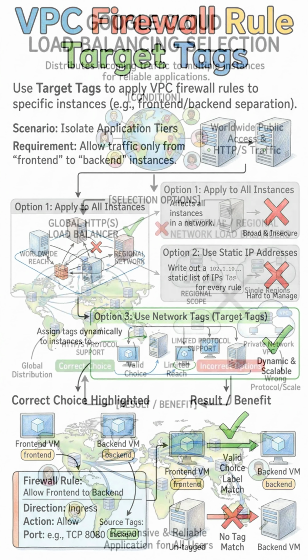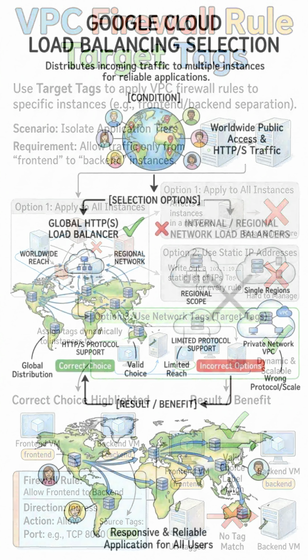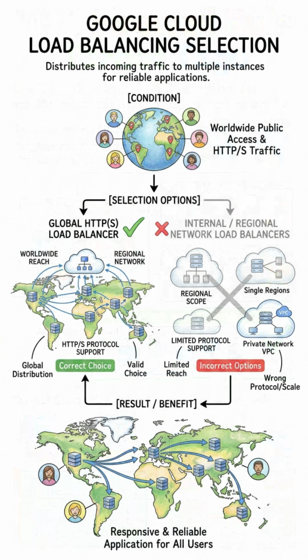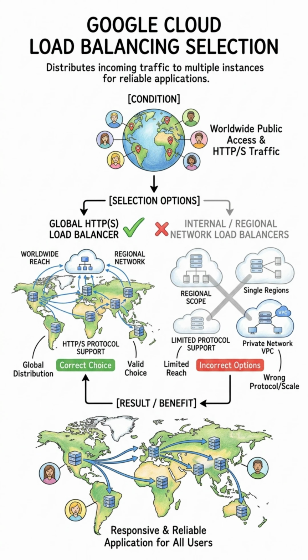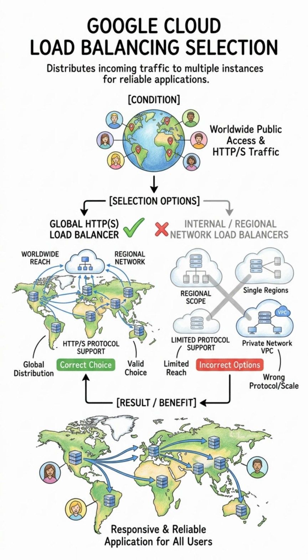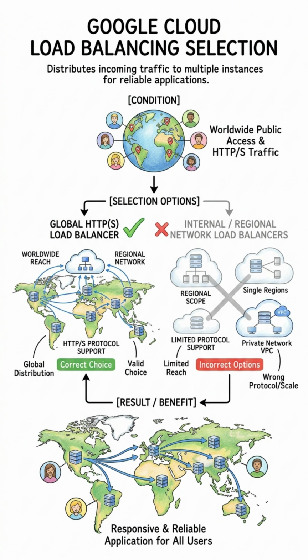Google Cloud Load Balancing distributes incoming network traffic across multiple instances to keep applications responsive and reliable. You can choose external load balancers for internet-facing traffic or internal load balancers for private microservices. Selecting between global HTTP load balancers and regional network load balancers depends on traffic protocol and geographical distribution.